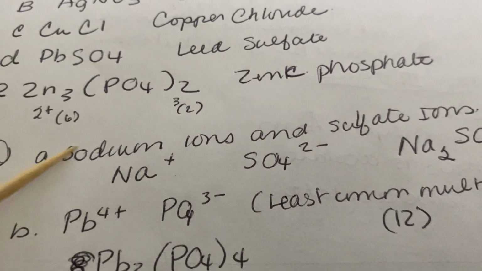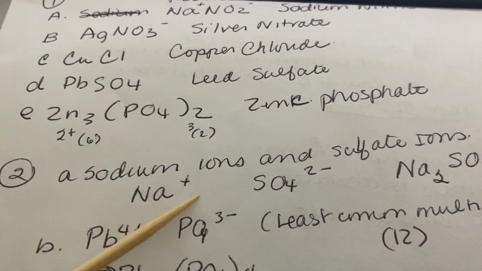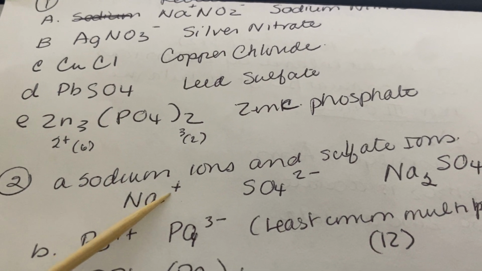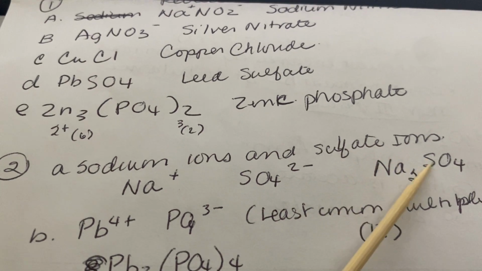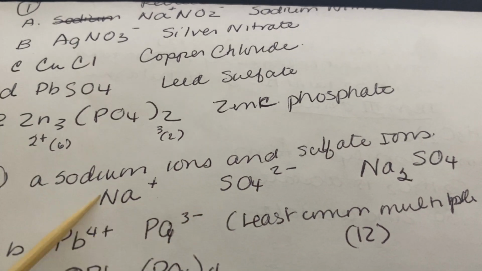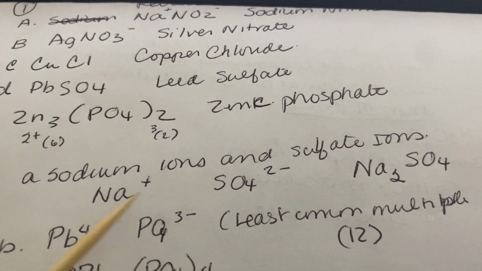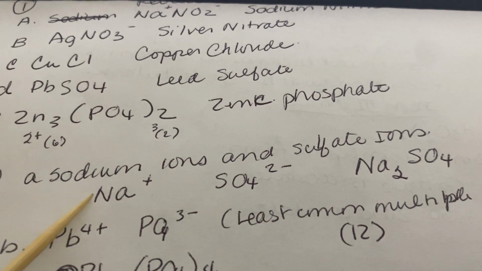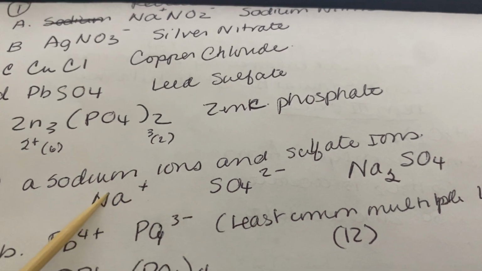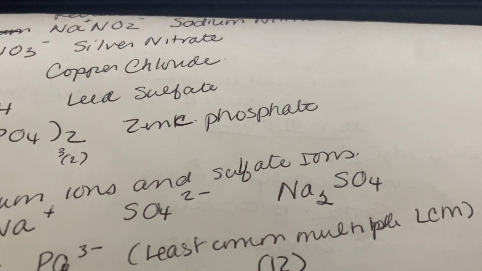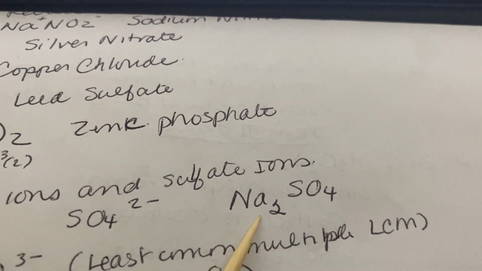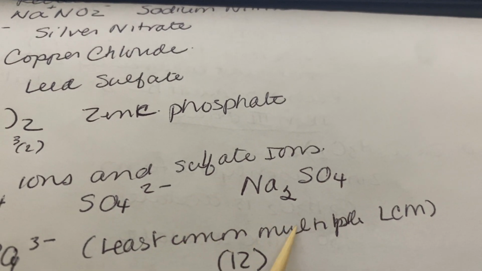So we have sodium ions, which are positive 1. We looked at our chart and it's only a positive 1. And sulfate ions, which have a negative 2. So to balance these together, you have 2 of these and 1 of these. So you're going to need 2 sodiums, aren't you? So it's going to be Na2SO4, sodium sulfate. That's going to be our formula.